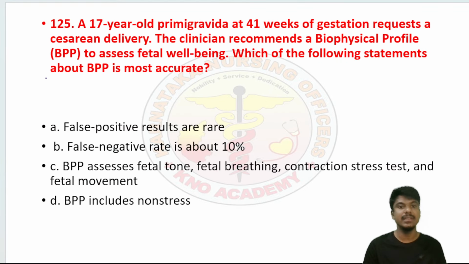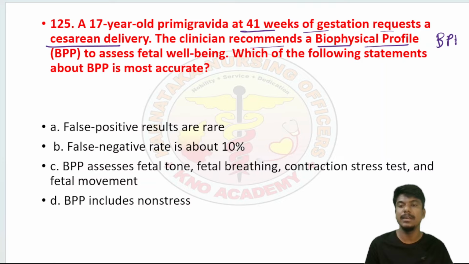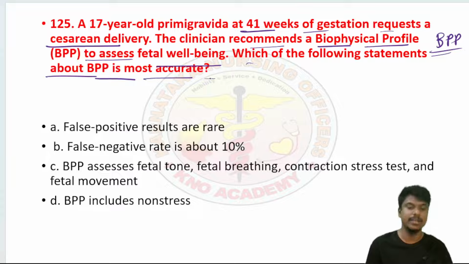So moving to the next question, we have a 70-year-old primigravida who came at 41 weeks of gestation and requests a cesarean delivery. Here the clinician recommends the biophysical profile score, BPP. What do you mean by BPP? It is to assess fetal well-being. Which of the following statements is true regarding the BPP?